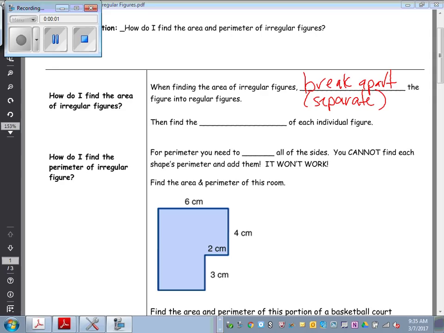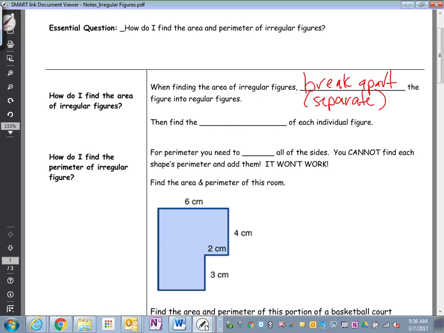So when we are finding the area of irregular figures, you are going to need to break apart or separate. We need to know all of the figures that are contained within that composite shape. Okay? So you're going to break them apart. Now, I don't mean literally tear them, but you draw lines, like dotted lines or something, to separate the circles, the triangles, the rectangles, the squares, the trapezoids, all of those types of things.